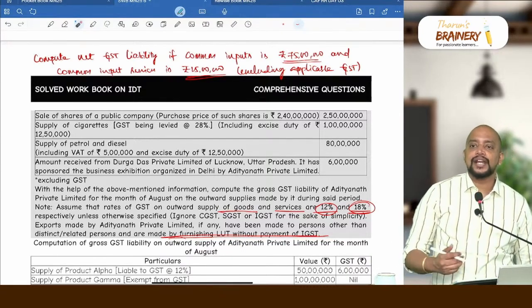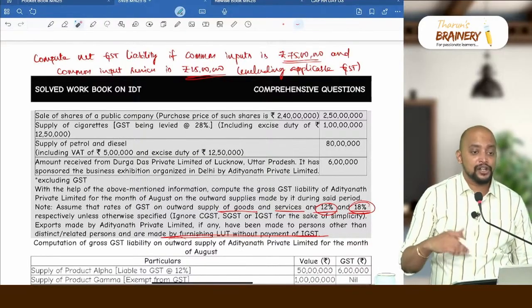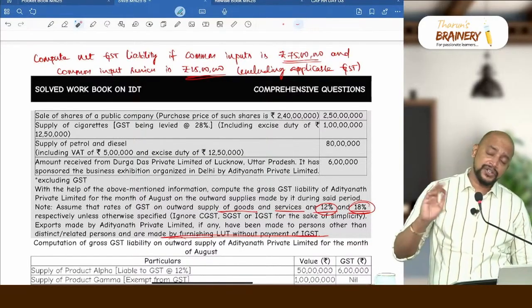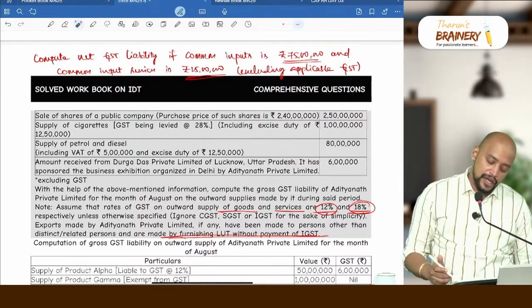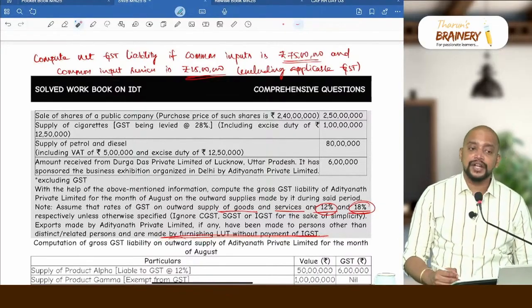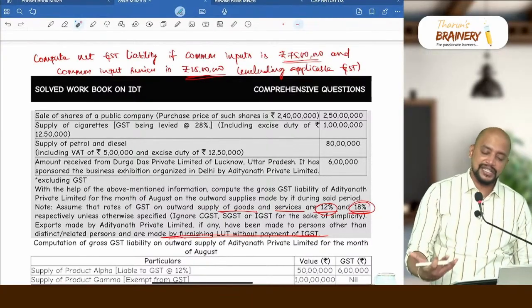So then we need to take any option. My recommendation is that go for export without payment of IGST. But in the question they will definitely clearly give which option they are going for. So here they are going for furnishing LUT without payment of IGST. Fine. Now we need to compute net GST payable.